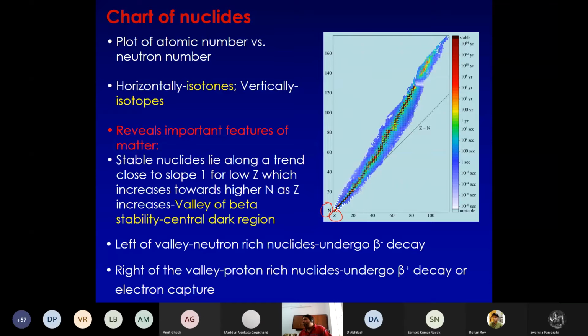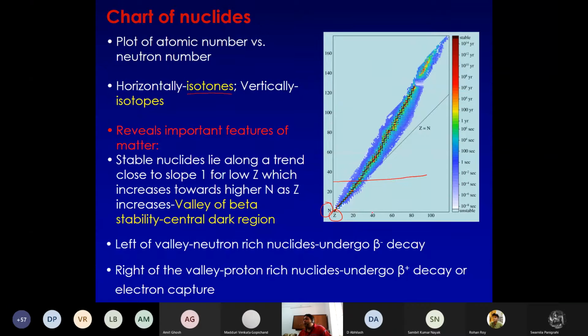Now the chart of nuclides is interesting because it helps us to visualize the occurrence of the different nuclides that make up the different elements. In such a chart, if you move horizontally, you are moving along nuclides that have a constant value of N, so a constant neutron number, the same number of neutrons. Such nuclides which have the same number of neutrons are called isotones.